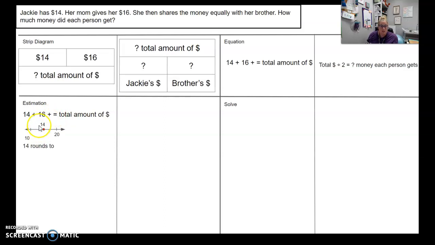Again, 14 is close to being in the middle, but it's not quite there yet. So I'm going to say that 14 rounds to 10. And I'm going to do the same thing for 16.